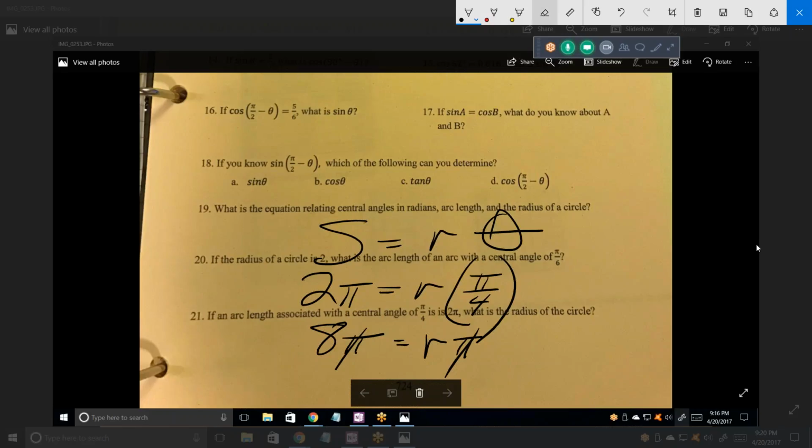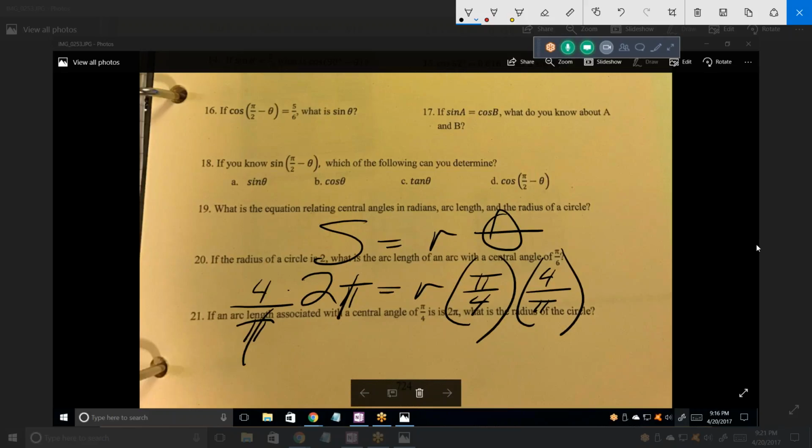However, we do this so often that the method I use is to multiply both sides by the reciprocal of this fraction. If I multiply both sides by 4 over pi, that's the reciprocal, I know that everything's going away on the right side except the r. Yep. So I'm going to do the same thing to the left. Now the pi's cancel. I get 8 equals r.